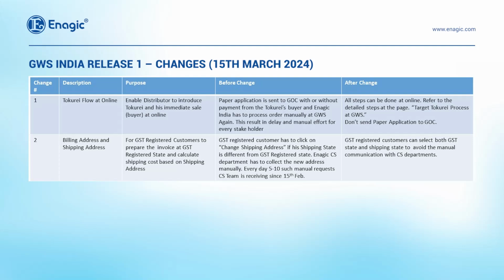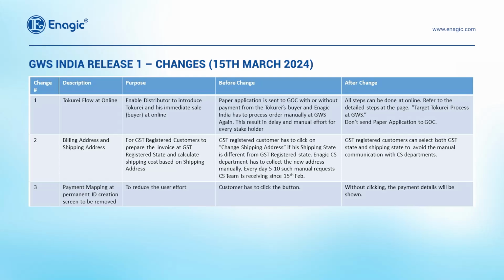After change, GST registered customers can select both GST state and shipping state to avoid the manual communication with CA's departments. Change 3. Description: payment mapping at permanent ID creation screen to be removed. Purpose: to reduce the user effort. Before change, customer has to click the button. After change, without clicking, the payment details will be shown.